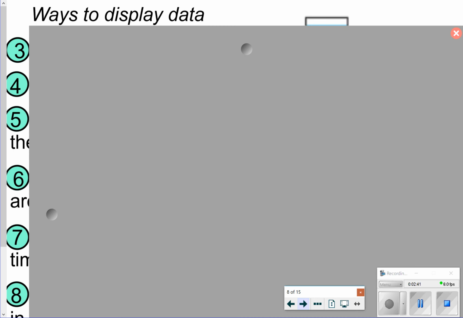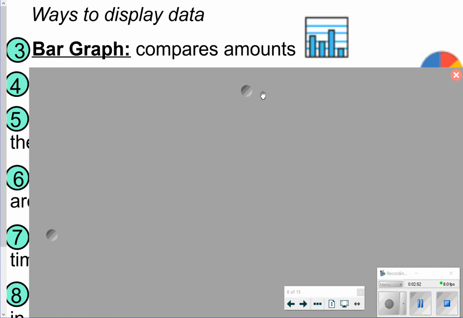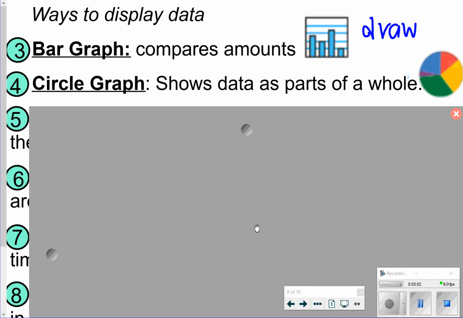Then this next slide is just going to go over ways to display data. So again, I'm going to go through the slide, pause it as you need to, but these are just different types of displays that you're going to see later on. Bar graphs are going to compare amounts, and if you want to draw the shapes or draw the icons with them, you can. Circle graphs show data as parts of a whole. It's also a good way to compare data.